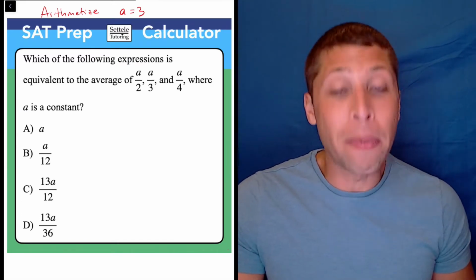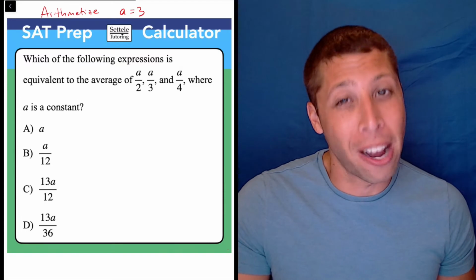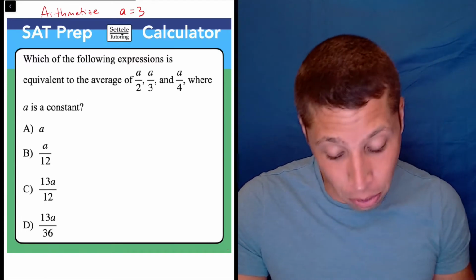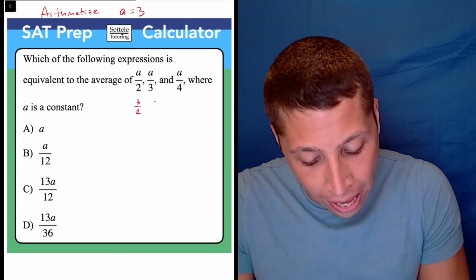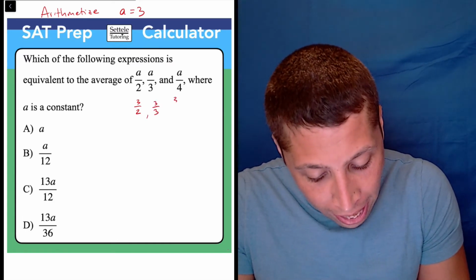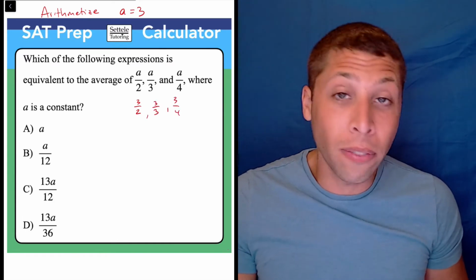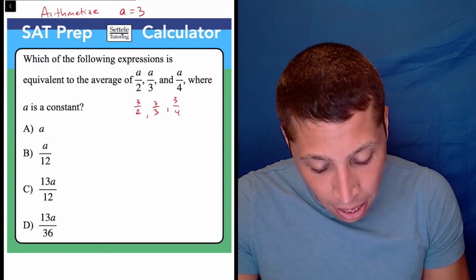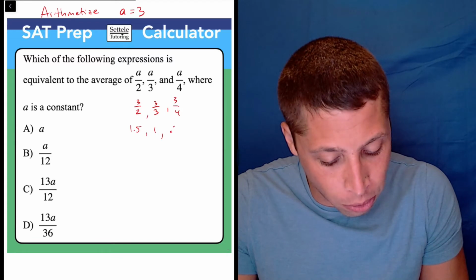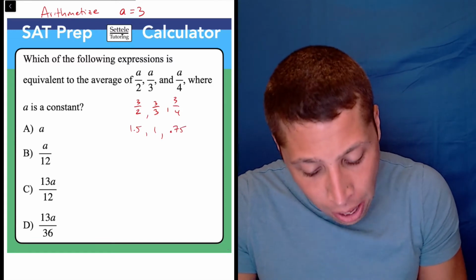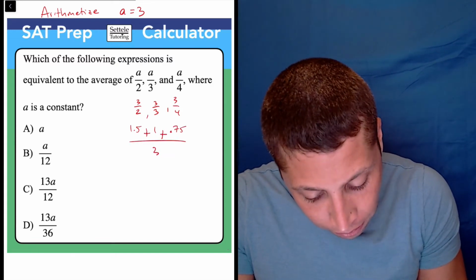Now, I'm picking 3 because it means I don't really have to deal with obnoxious decimals like repeating decimals. So if I put 3 in, that's 3 halves and 3 thirds and 3 fourths, right? And all of those can be put into my calculator very easily. 3 halves is 1.5, 3 over 3 is 1, and 3 fourths is 0.75. So now let's add them up and find the average, right?